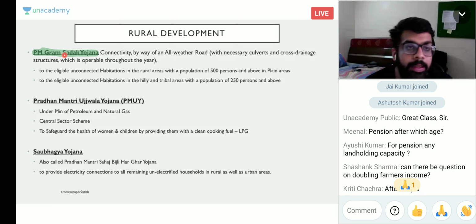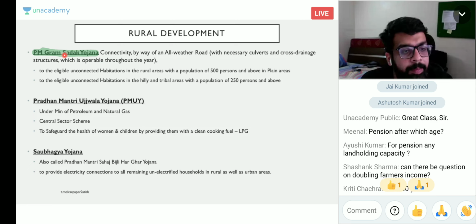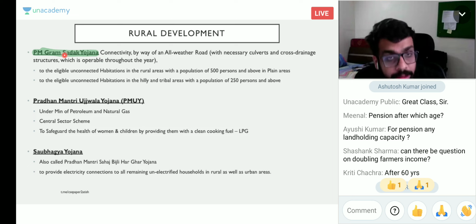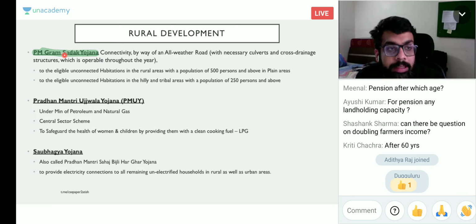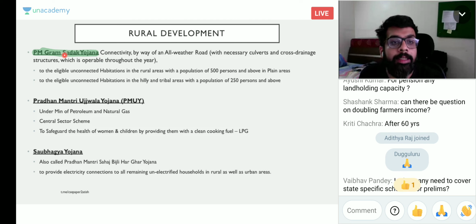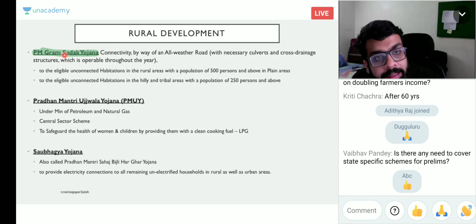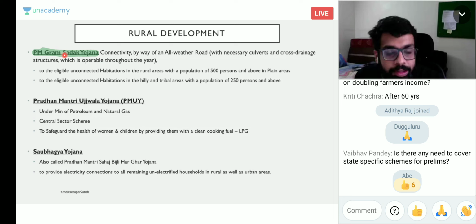Yes. All right. So rural development will largely be looking at the following things. First, the Gram Sadak Yojana. This has been enhanced in terms of budgetary allocation in the budget, therefore is important. It's basically providing connectivity by way of an all-weather road with necessary culverts and cross-drainage structures, which is operable throughout the year, which basically means building roads in a village, and a road that can be accessed across most times of the year.